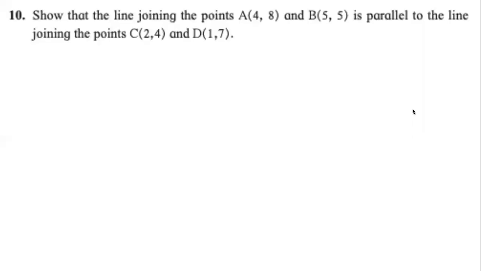Show that the line joining the points (4, 8) and (5, 5) is parallel to the line joining the points (2, 4) and (1, 7). Sorry, I read it wrong. So 4 points are given and we have to prove that the line segments that are formed by joining pairs of them are parallel to each other. What test will we use? How do we find out? The 2 points on these 2 line segments, 2 points each on the line segments are given and we have to check whether they are parallel or not. What test will we use? What property of the parallel lines will be used?